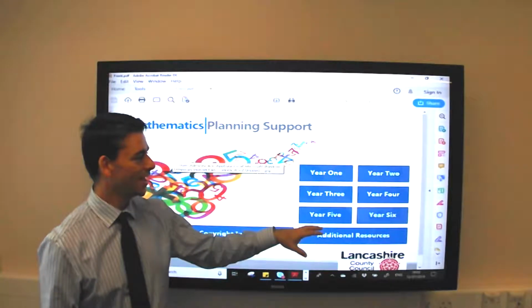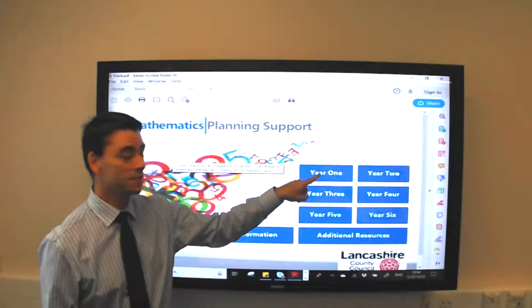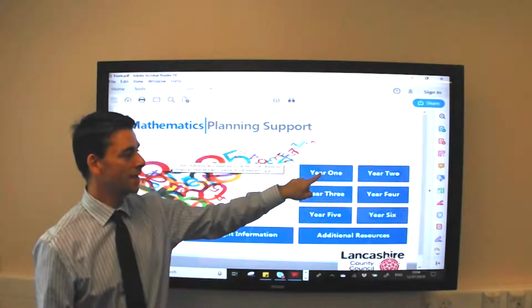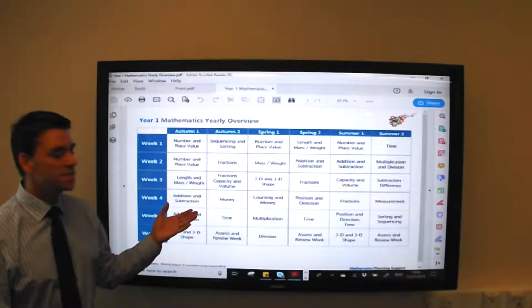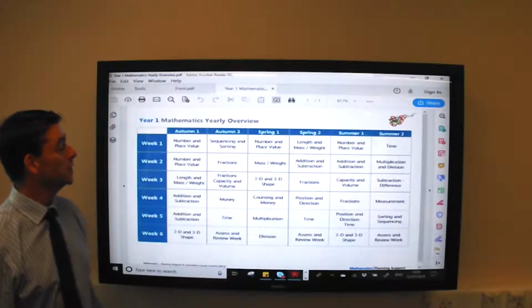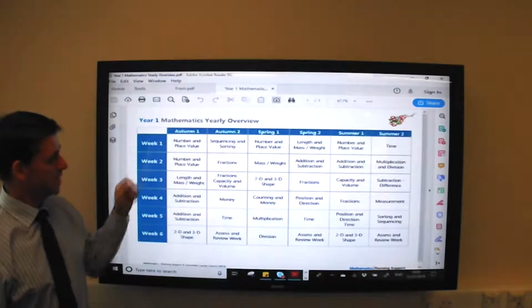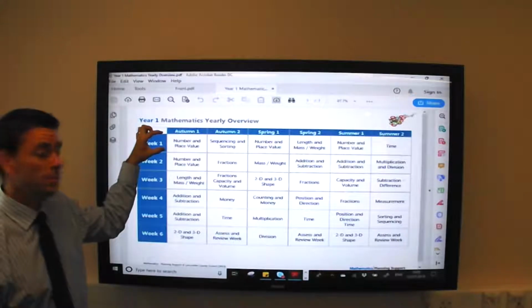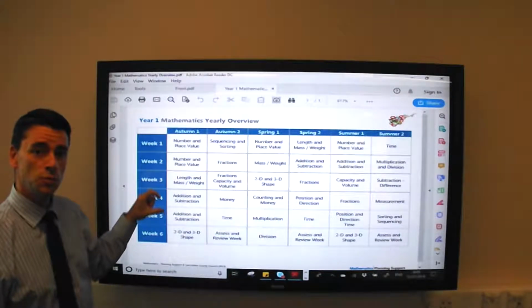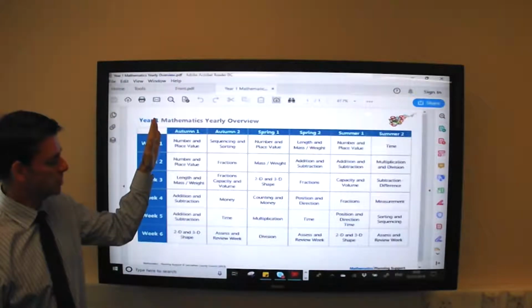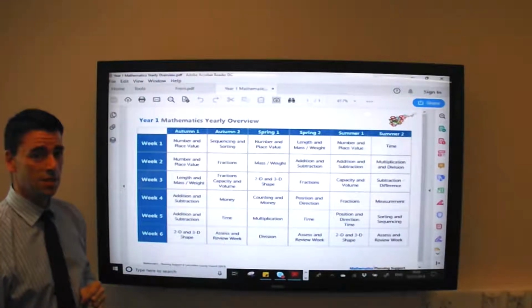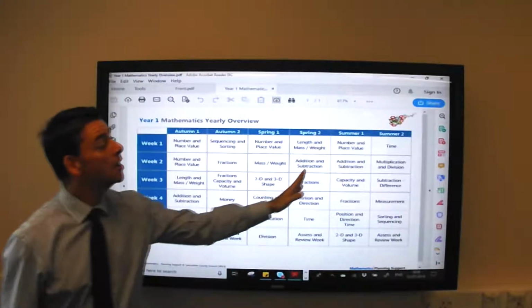So what I'll do is I'll go into one of the year groups and explain how the resource is structured and how it can be best used. So this is the Year 1 overview, and what it tells us is the areas of the curriculum that will be covered in each week of the year. So as you can see, each half term is 6 weeks long, and there are 6 half terms across the year.